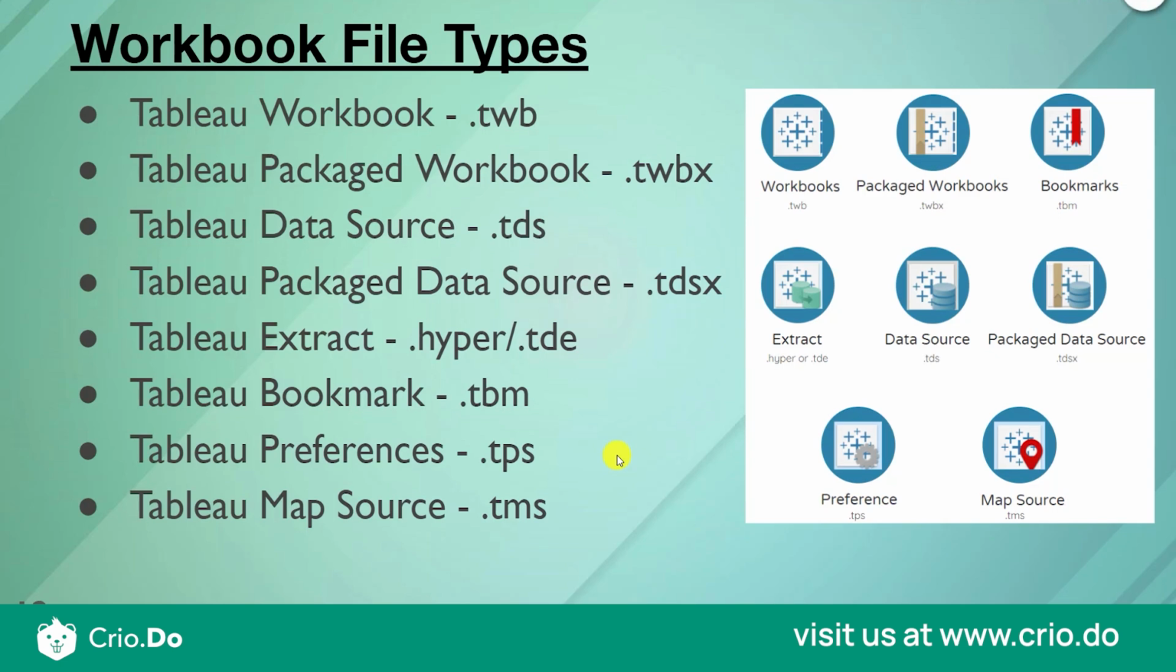We have 8 different file types in Tableau, and based upon the icon itself, we can differentiate what file type it is and what it contains inside. Like, is it a workbook or is it a data source or is it an extract, etc. You just have to recognize these icons very well, and you can easily differentiate them by just looking at them.